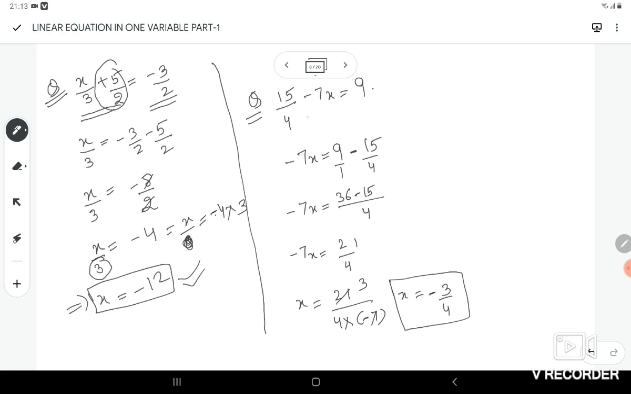Now let's consider another example. 15 by 4 minus 7x equal to 9. Now we are going to transpose 15 by 4 to the right hand side. Here it is in plus form, so on going to the right hand side it will be minus 15 by 4. On solving this and taking the LCM, we get the value of x equal to minus 3 by 4.